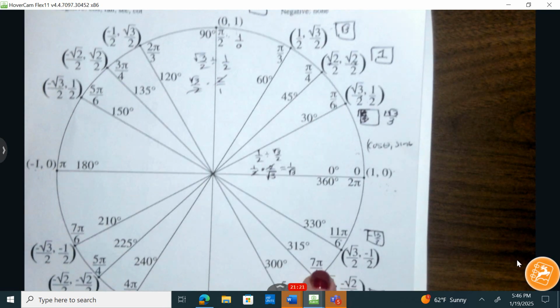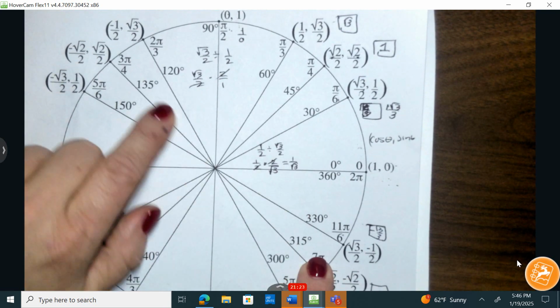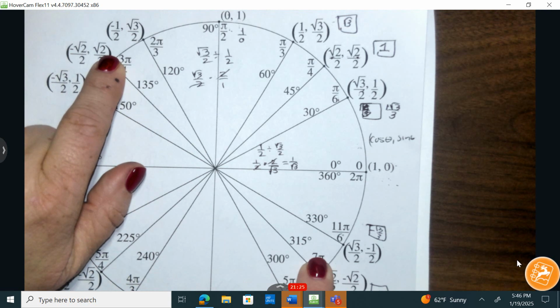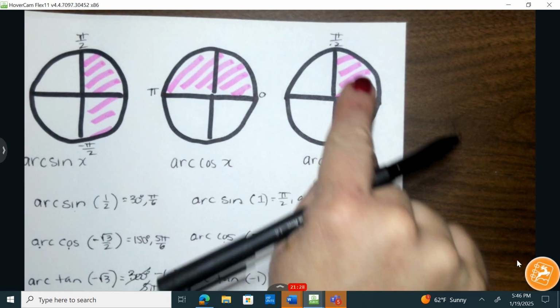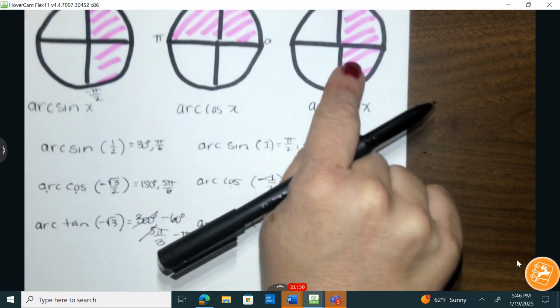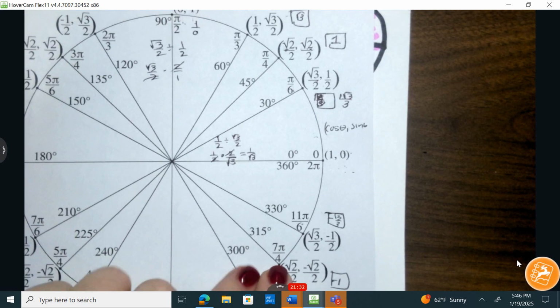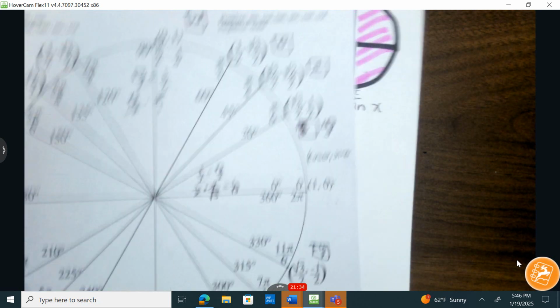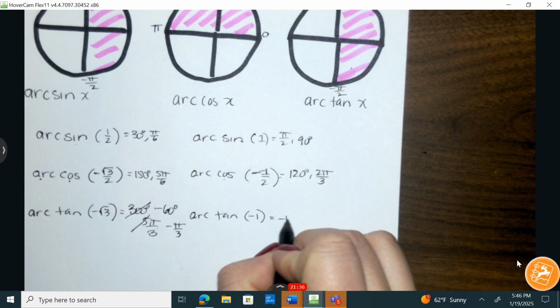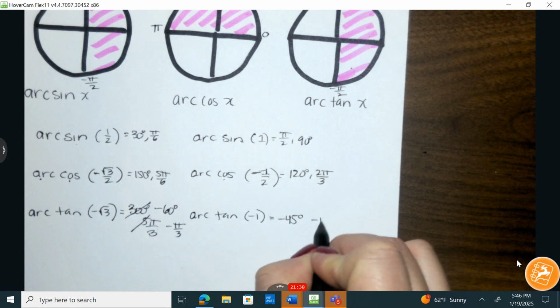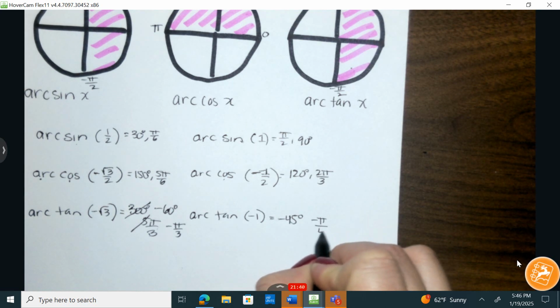Same concept here. Yes, the tangent is negative 1 at this location and also at this location. But when I look at the shortcut circle, I can see that arctangent only occurs in quadrants 1 and 4. So how do I get here? I'm dropping down 45 degrees, which is equivalent to negative pi over 4.